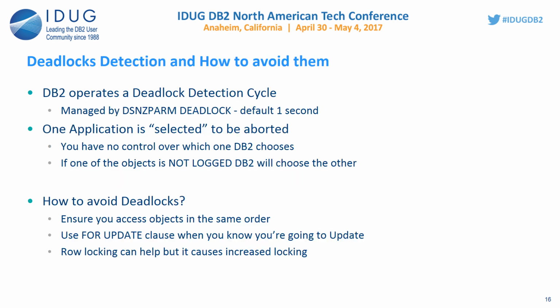Okay? So I already mentioned earlier, DB2 has a thing called a deadlock detection cycle. It defaults to every second. One of those two applications is selected by DB2 to abort. And you can't tell it which one.